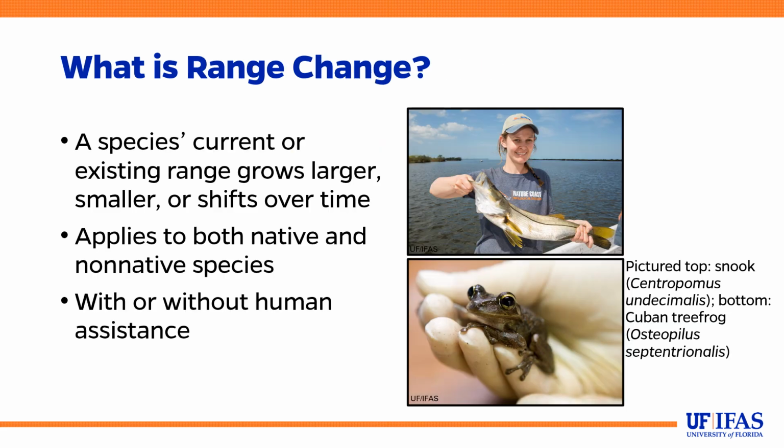Last is range change. Range change is when a species' current or existing range grows larger, smaller, or shifts over time. A range is a geographic area that a species lives in. Range change can happen on its own or because of humans, and it applies to both native and non-native species.